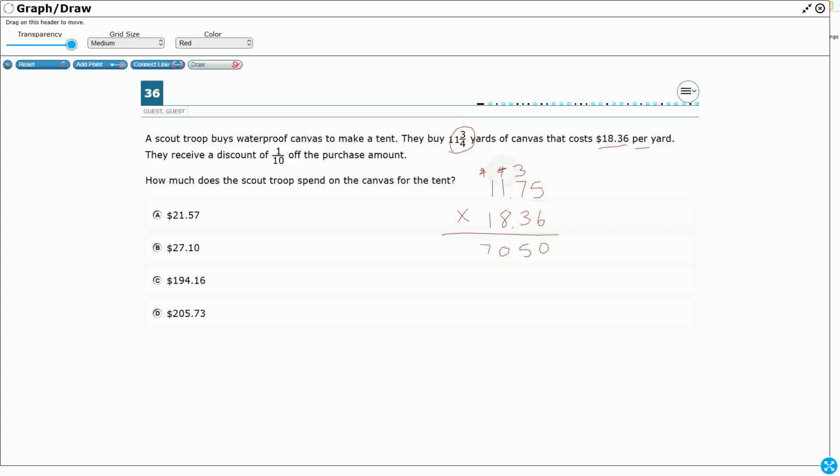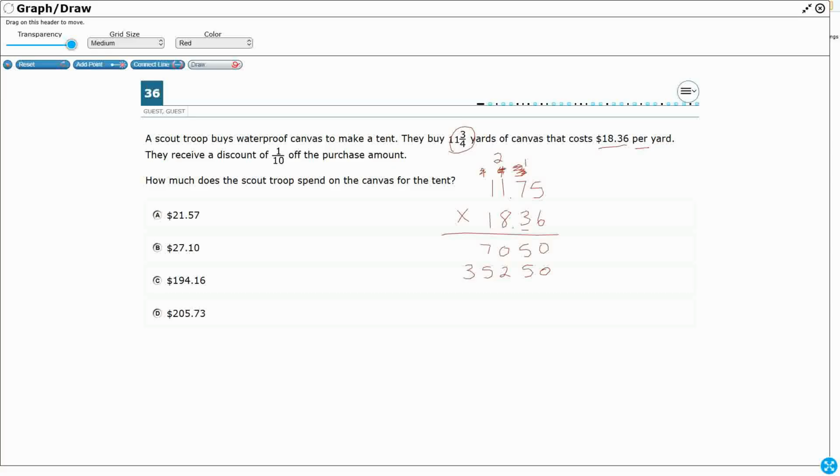Now we're going to start multiplying in with this 3. This 3 is in the tens place because it's really 30. So we're going to add that 0 there. 3 times 5 is 15. 3 times 7 is 21. Add the 2. Add the 1 is 22. 3 times 1 is 3. Add the 2 is 5. 3 times 1 is 3.